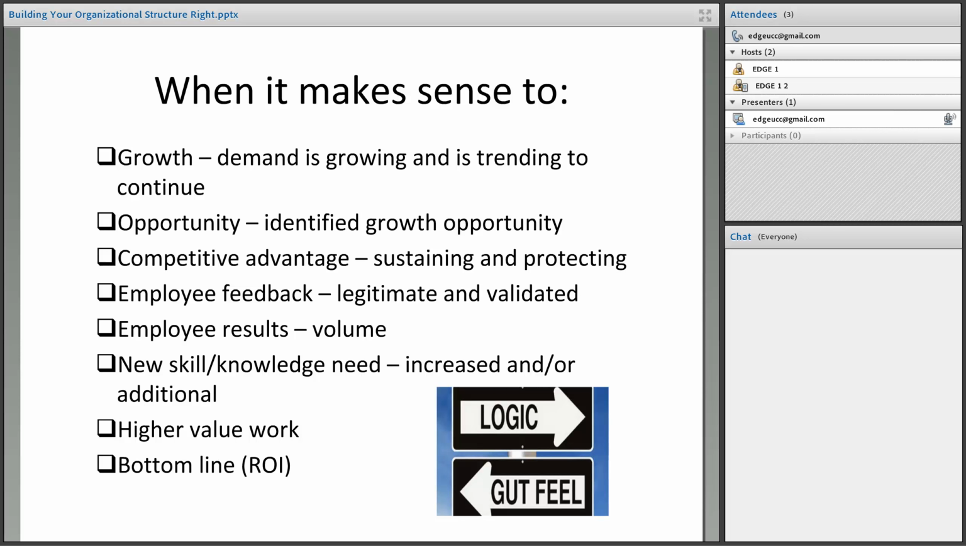So let's talk about growth. Let's say your organization is growing. The demand is growing and it's trending to continue. So it's not a blip. It's something which you have stepped back and you've looked and you've seen that your demand is growing. You've had consistent increase in activity month over month, quarter over quarter, and you're looking out into your external environment, your external market, your external landscape, and you've determined this is not going away. So obviously it's going to make sense to then expand to address the growth.